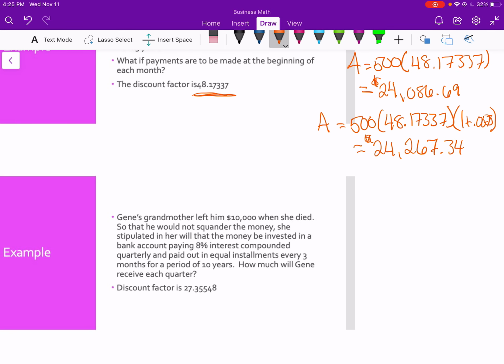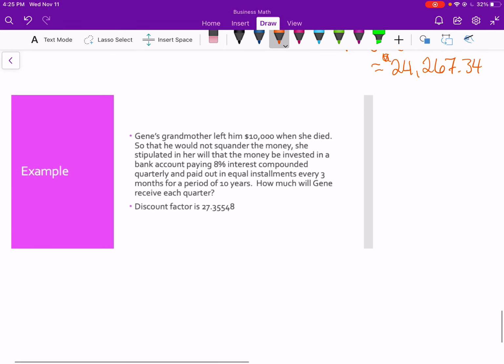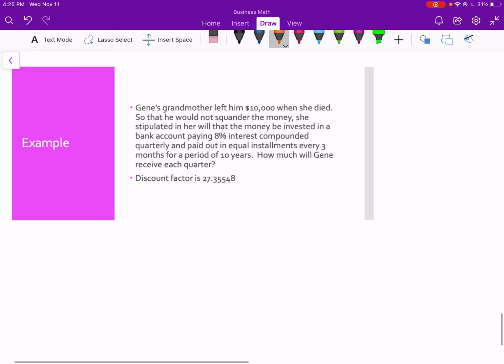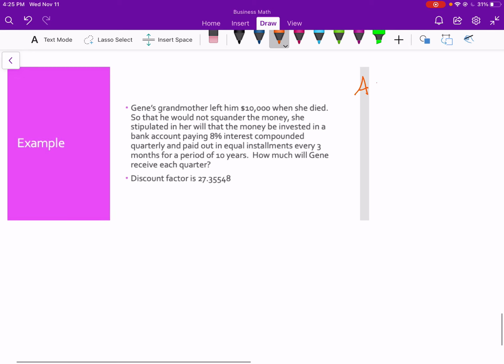And last one, Jean's grandmother left him $10,000 when she died. So that he would not squander the money, she stipulated in her will that the money is to be invested in a bank account paying 8% interest compounded quarterly and paid out in equal installments every 3 months for a period of 10 years. How much will Jean receive each quarter? So we know our A value, our total value, is $10,000. We're trying to find our R.